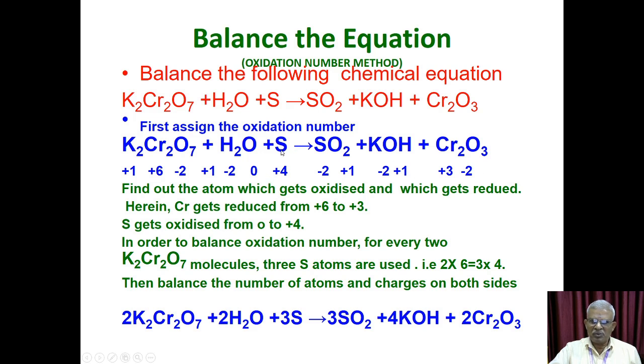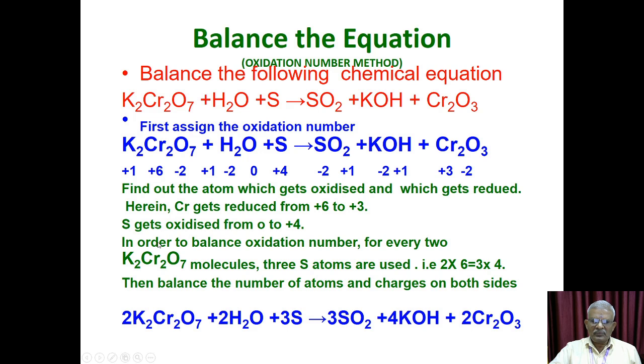Here, this is elemental sulfur, so sulfur is 0, and this is plus 4, this is minus 2, K plus 1, O minus 2, H plus 1, chromium plus 3, and oxygen minus 2. Now you try to find out the atom which gets oxidized and the atom which gets reduced. Here your chromium gets reduced from plus 6 to plus 3, and your sulfur gets oxidized from 0 to plus 4, right?